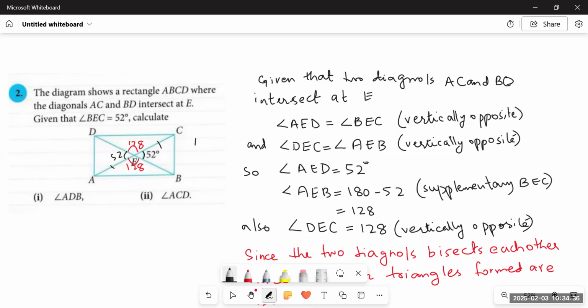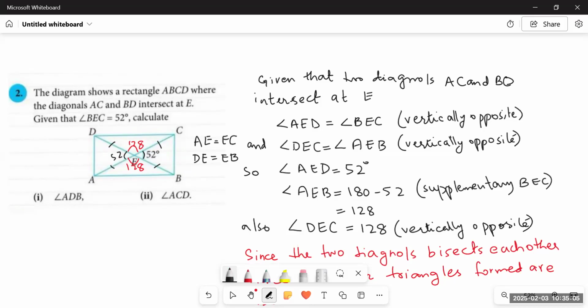We can say that the length of AE would equal EC. Similarly, the length of DE equals EB. And in this way, what will happen? All of these lines would be equal to each other. AE, EC, DE, EB would all be equal to each other. Their lengths would all be equal to each other.